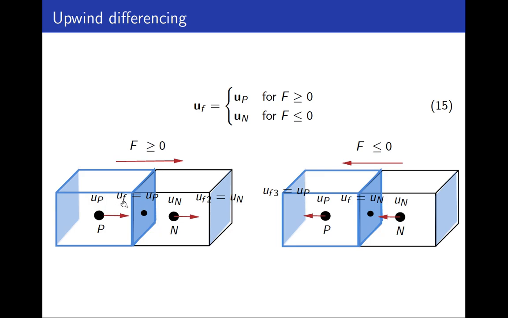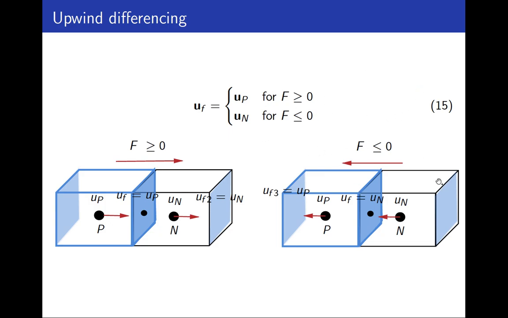That means UF is going to be equal to the velocity at the cell centroid P. And let's say we were also interested in evaluating the velocity at this cell face. So if the direction of the flow goes in this direction, now UF2, which is the value of the velocity at this cell face, will take the value of the velocity UN. So yeah, you can see this equation 15.